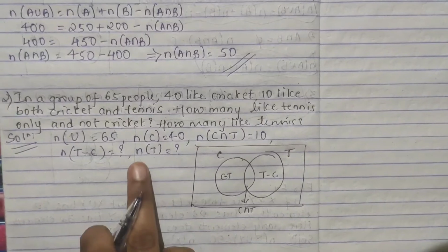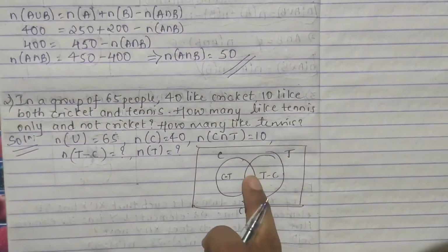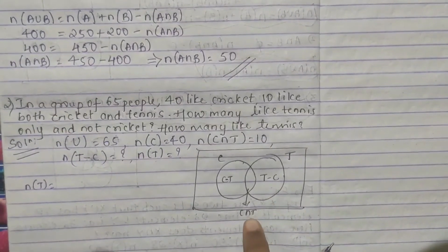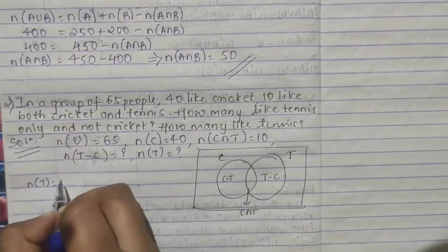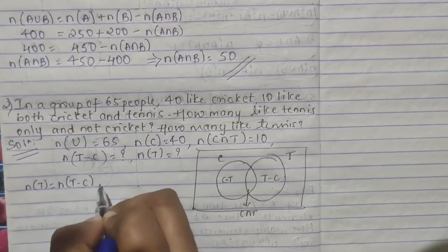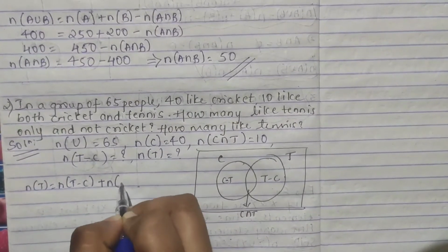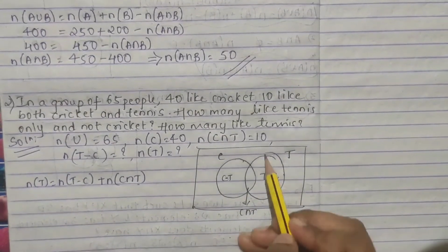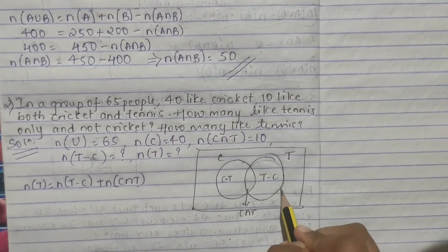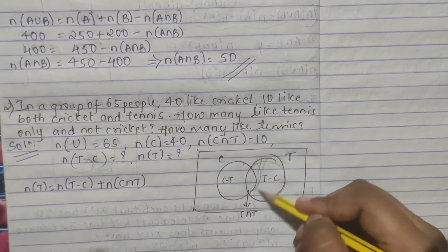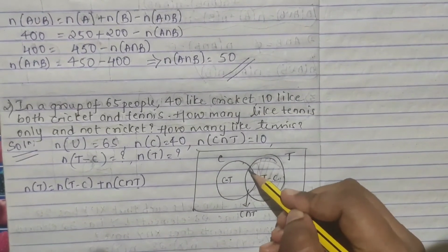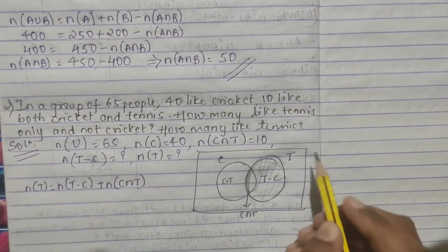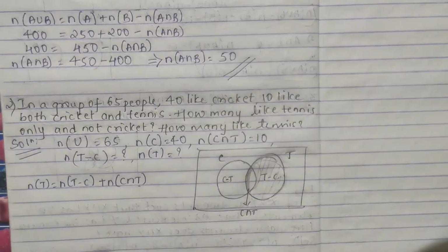So they are asking us for N of T, how much? For N of T, how will we get it? T minus C and C intersection T I can find, right? N of T minus C plus N of C intersection T. If I add these both, then only I will get the whole set of T, right? See, this set, and again this part. So this whole I will get as T. So you have to find this.